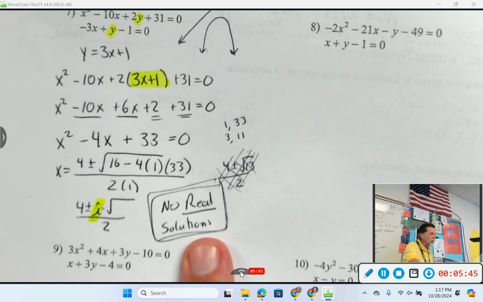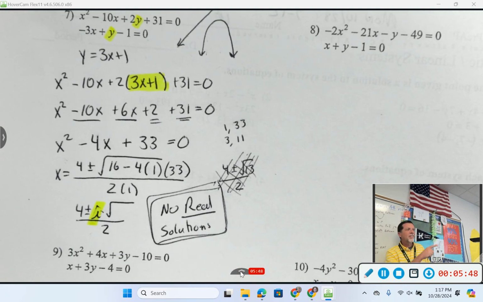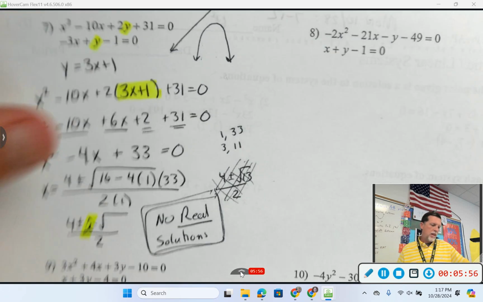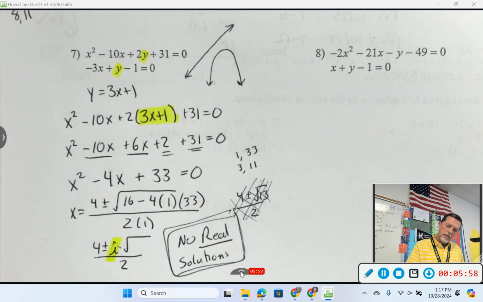Although this is still correct. There are no real solutions. So it'll be worded more clearly on the test, you think? If it's not, you can ask me. That's something I would clarify. Okay. It's a good question. I'm making a note to self right now. Test directions for systems.